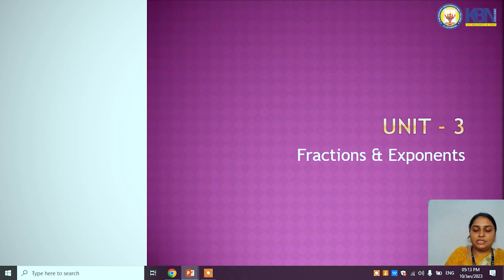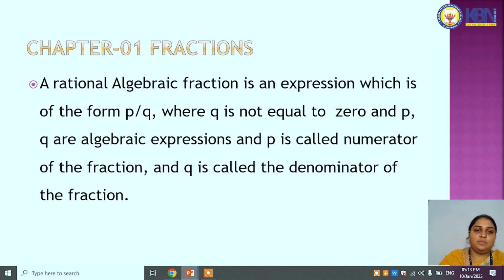Now I am going to teach a topic in Discrete Mathematics 1, Unit 3, fractions and exponents. In this unit we are going to learn what is meant by a fraction and what is meant by exponents. What is meant by fractions in algebraic expressions? It is a rational algebraic fraction.